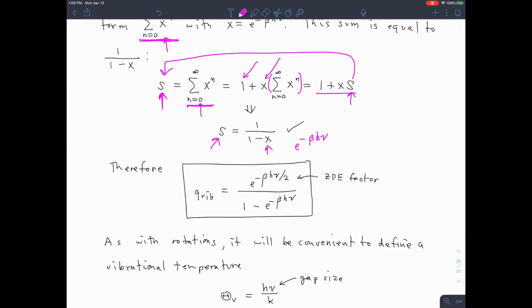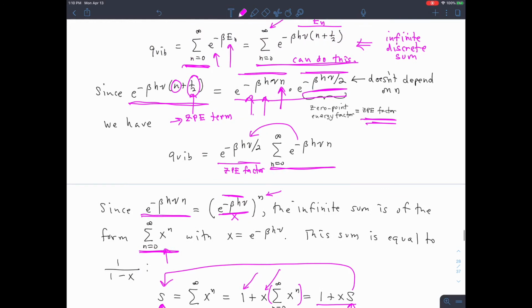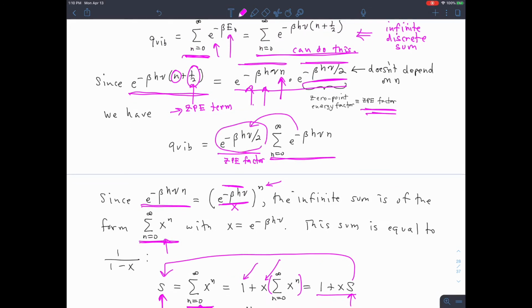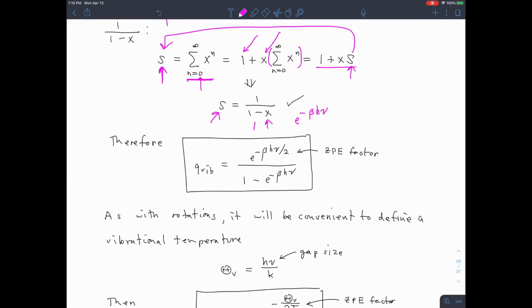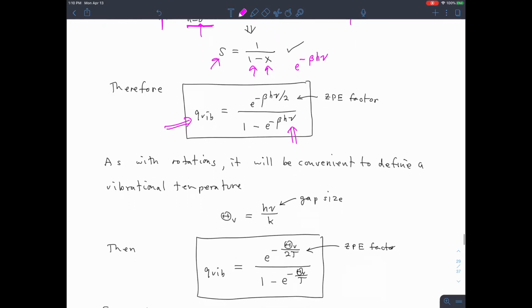And so plugging that in, and remembering that we have this ZPE factor out in front. There it is. So this is our sum now. There's our ZPE factor. So multiplying the ZPE factor and using that, we get our vibrational partition function, which is this ZPE factor over 1 minus e to the minus beta h nu. Pretty simple. In fact, still a little bit more complicated than the rotational partition function or the translational partition function, but still really pretty simple.